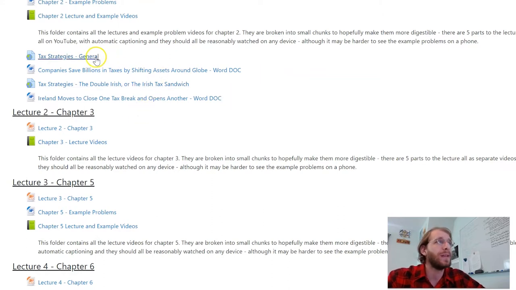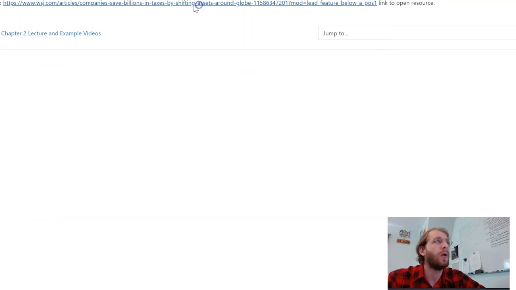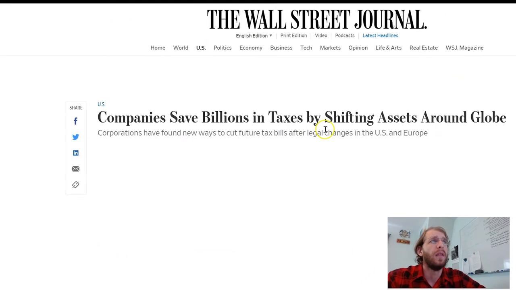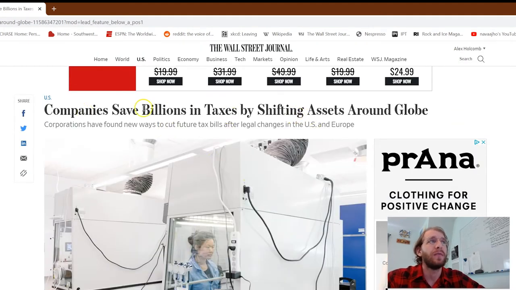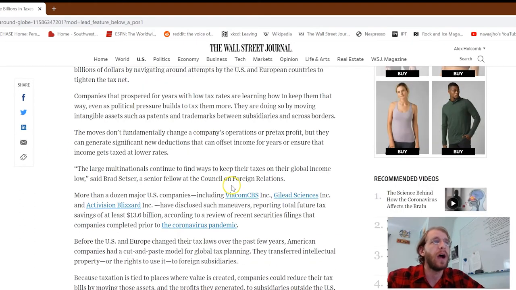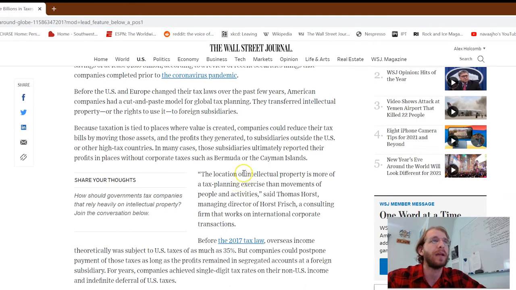So one of the things I've done is I've posted Wall Street Journal articles that go along with the things that we're going to talk about in this class, right? So here in the first lecture, we're going to be talking about accounting stuff. So we're going to be talking about taxes and how companies handle their taxes. And here's an article talking about that and how it's actually working in practice.